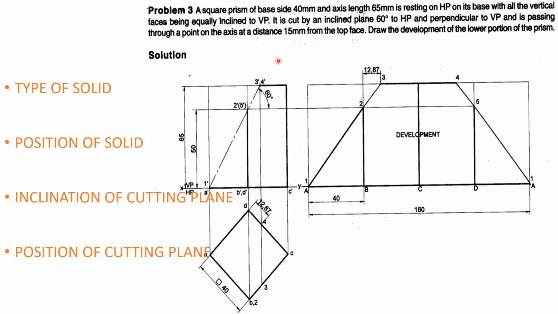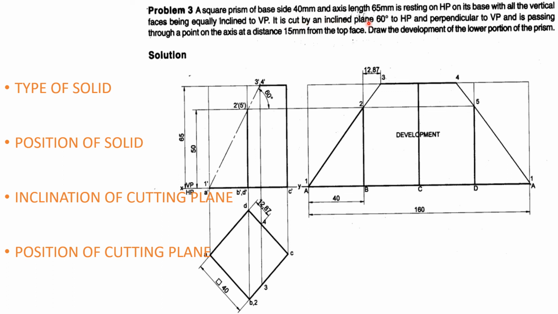I have taken one example here, to see how to identify. The type of problem: there is a square prism, so the type of solid is a square prism. Now the position of the solid: it is resting on HP with all vertical faces equally inclined. Equally inclined means all are inclined at 45 degrees. That is nothing but resting on the corner. That's the second one.